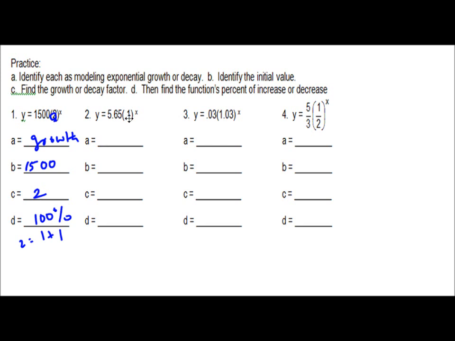Let's do one more. We have a decay function here because it's 0.1. It's between 0 and 1. So A, the initial amount is 5.65. Oh, sorry, I'm sorry. A is where we have to write it as decay or growth. So it's a decay here. B is the initial amount, 5.65. 0.1 is the decay factor. So 1 minus 0.9 is 0.1. So 90% is the percentage decrease. Do you get it now? Okay.